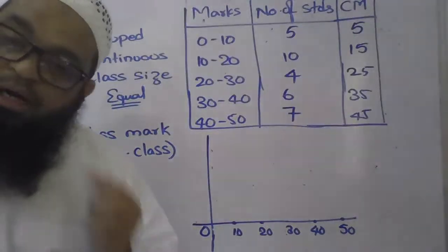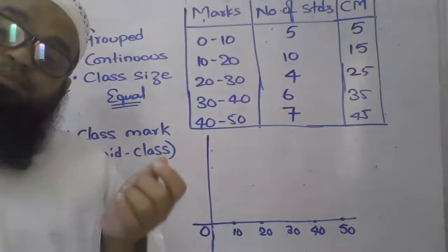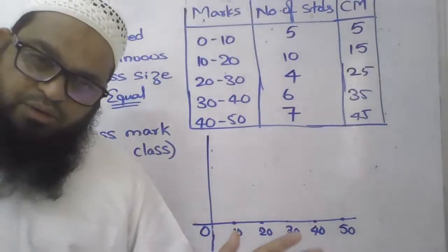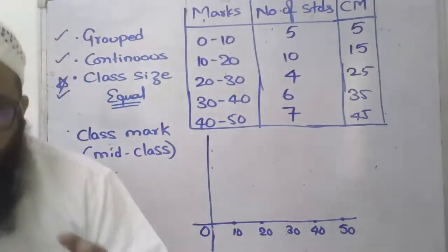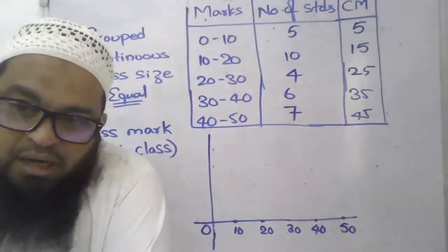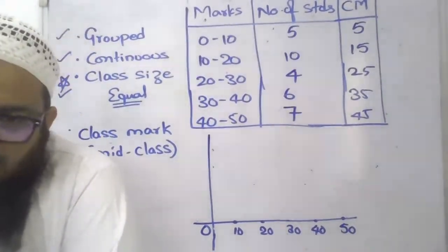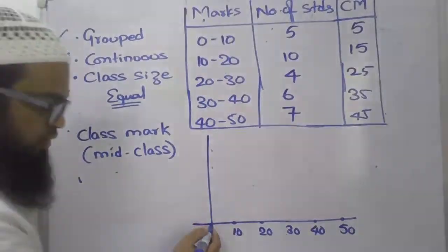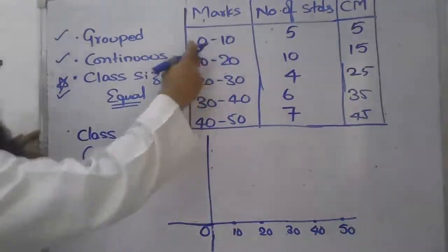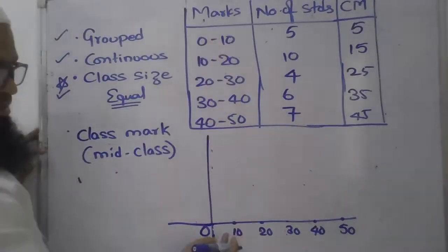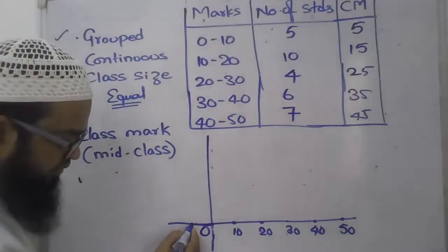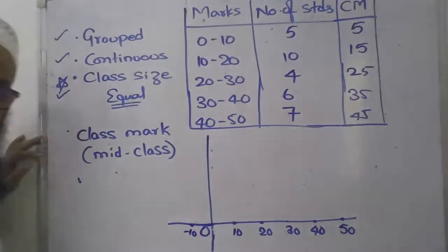For frequency polygon, everyone please listen, this is very important. 10, 20, 30, 40, everybody knows. Please wait and listen. For frequency polygon, you have to go beyond this 0 also. Whatever is the lower limit of the first class, what is the lower limit of the first class? 0. So subtract the class size. What is the class size? 10. So 0 minus 10 is minus 10.